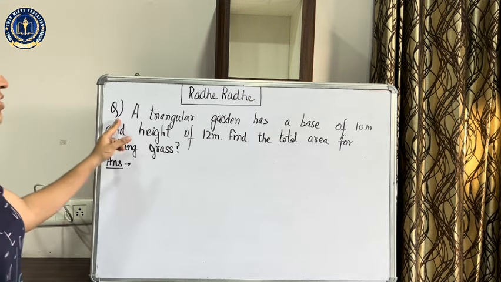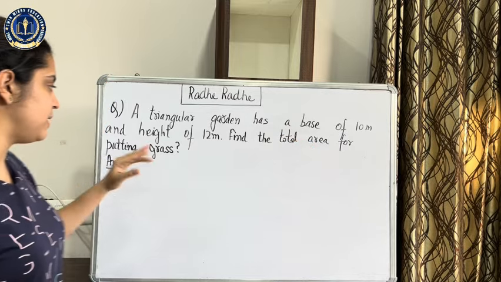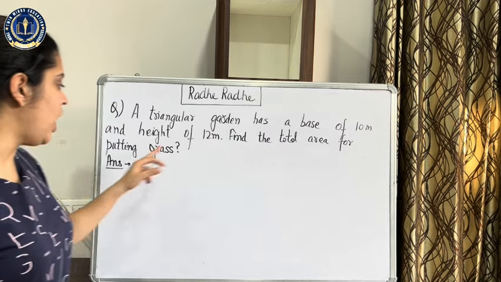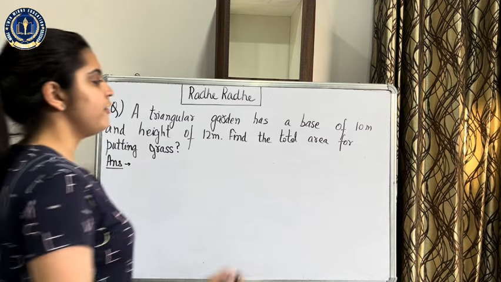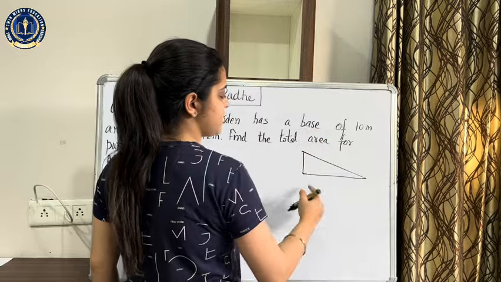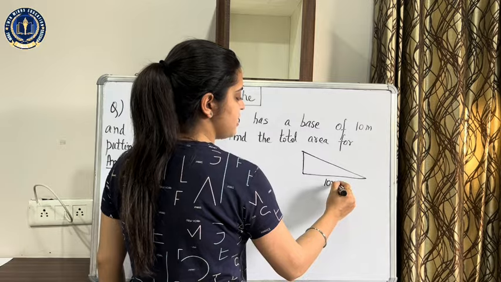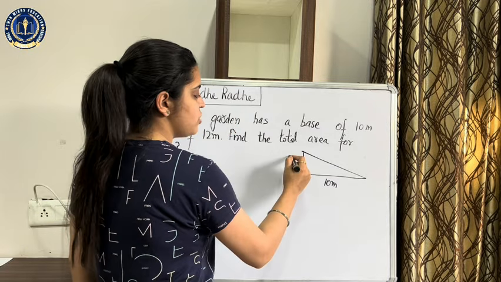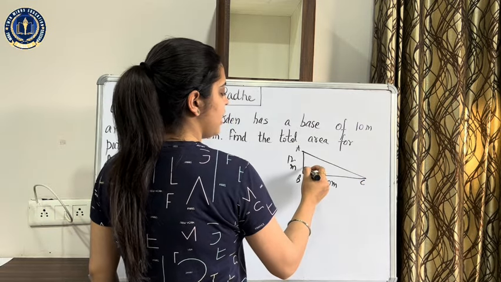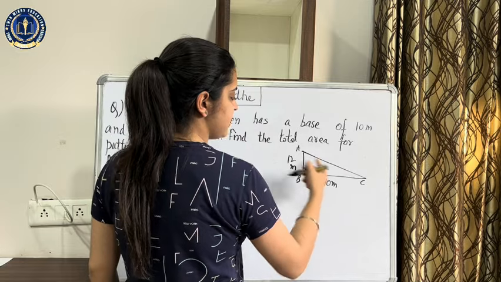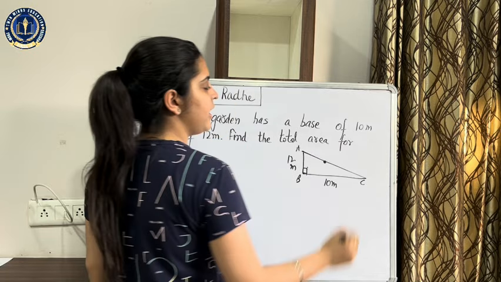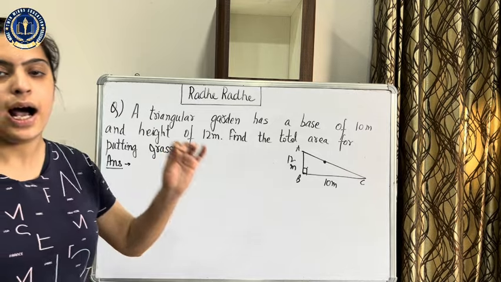Our question says a triangular garden has a base of 10 meters and a height of 12 meters. Find the total area of putting the grass. Now, first of all, I'll draw a hypothetical triangular garden. They are saying that the base is of 10 meters and the height is of 12 meters. Let's name it A, B, C, and since this is the base and that's the height, obviously this will be a right angle triangle and the side opposite to the right angle is called hypotenuse.